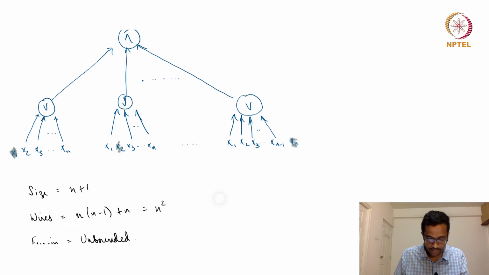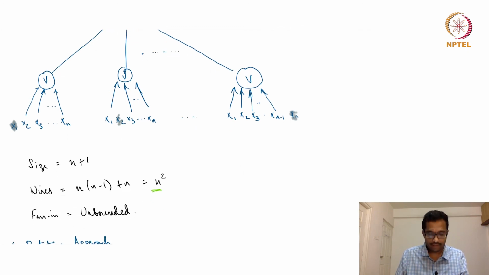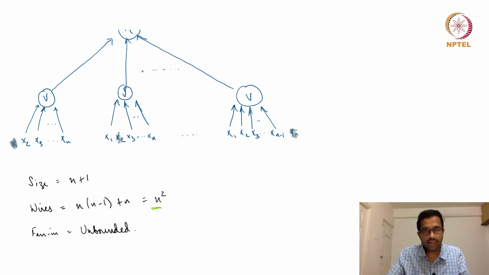And the number of wires, again this is not very difficult to see. Each of the OR gates has n minus 1 inputs. So n times n minus 1, plus the AND gate has n inputs. So n times n minus 1 plus n, which is n squared. So size is n plus 1 and wires is n squared. The fan-in is unbounded, however, because both the OR gate and the AND gate take n minus 1 or n inputs, which obviously varies with the input size.